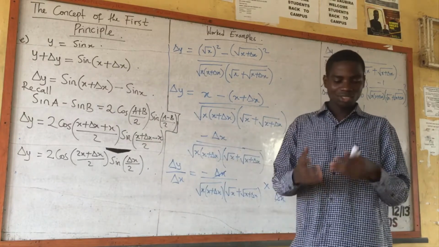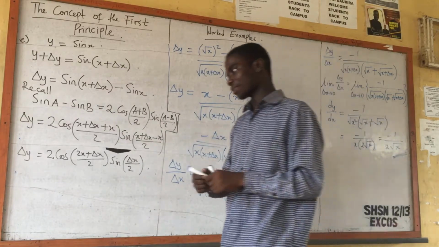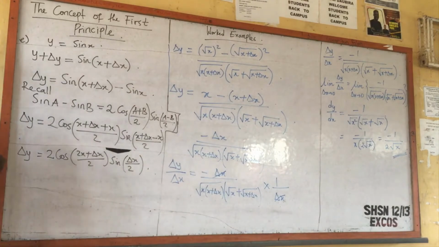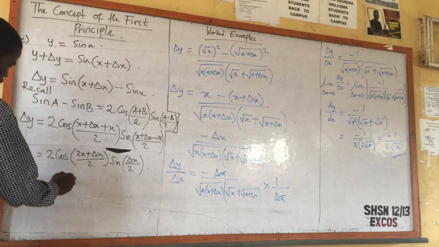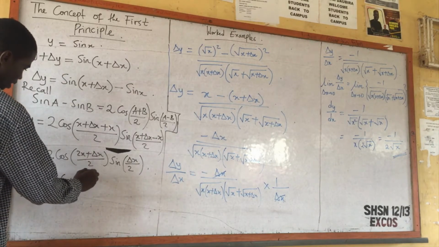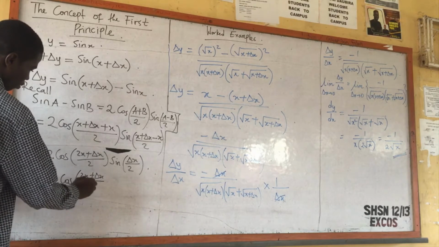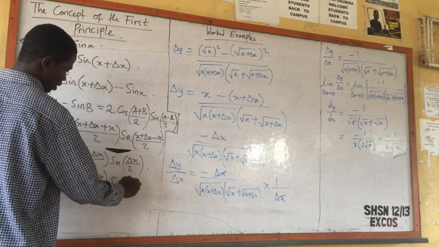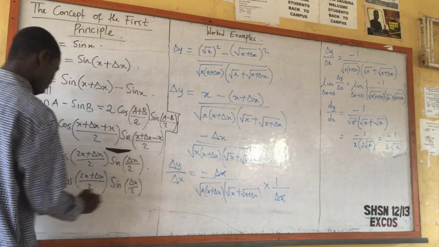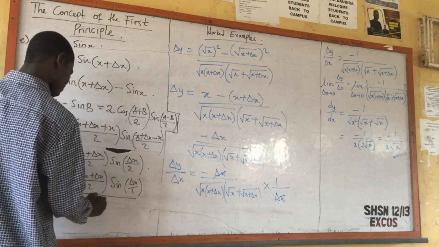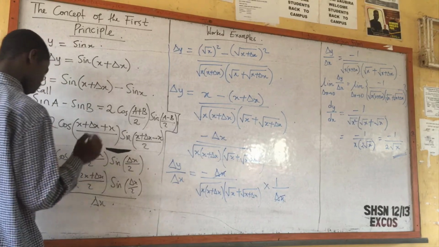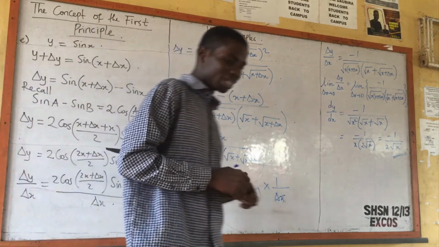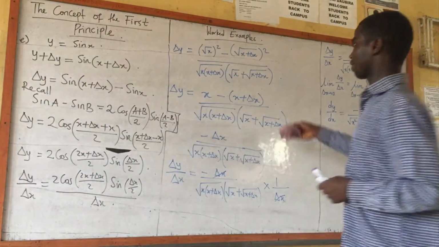After that, the next thing is to divide both sides by delta s. So I have delta y divided by delta s, which is equal to 2 cos of (2s plus delta s) over 2, times sine of delta s over 2, everything divided by delta s. That is what I'm going to obtain.